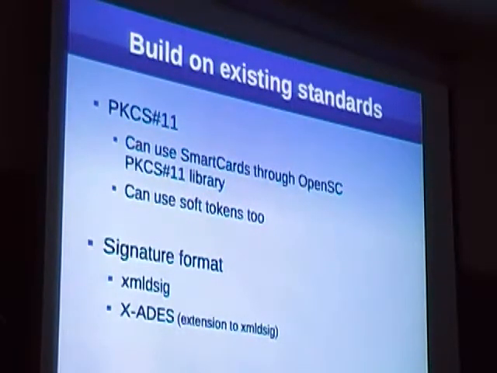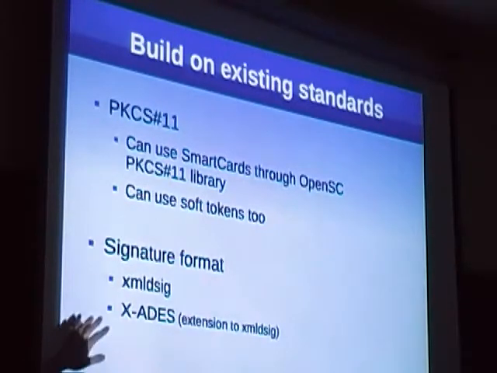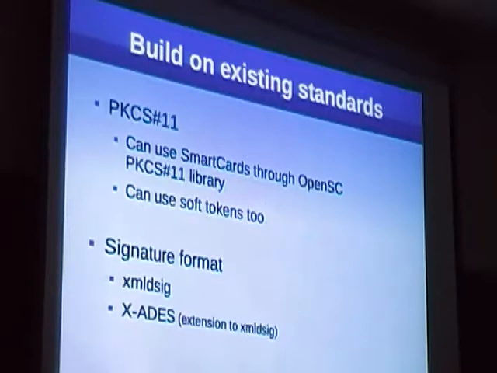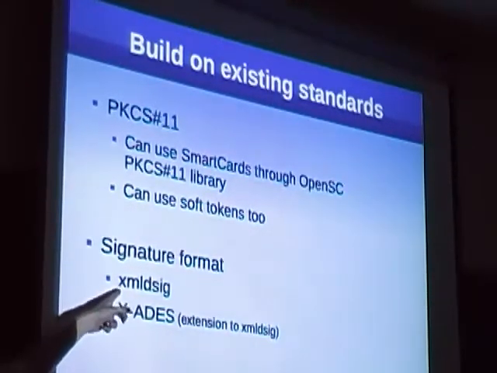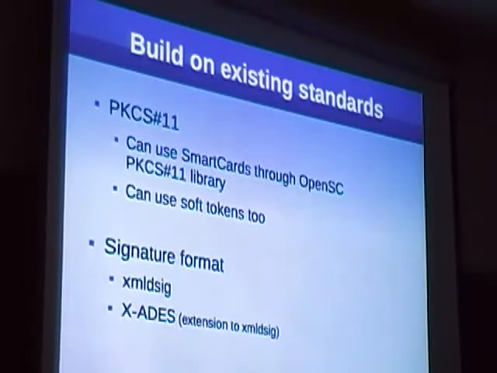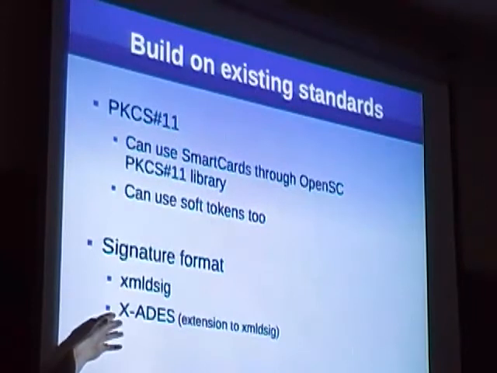Of course, if you create some new standard, you would want to implement only a layer between the website and the PKCS#11 interface. You don't want to deal with the crypto interface, you already have PKCS#11. And that means you can use soft tokens as well. Signature formats, unfortunately, are actually standardized. I think most of the European EIDs use XAdES. BankID is an exception because they use XMLDSig, but on the other hand, XMLDSig is a predecessor to XAdES.